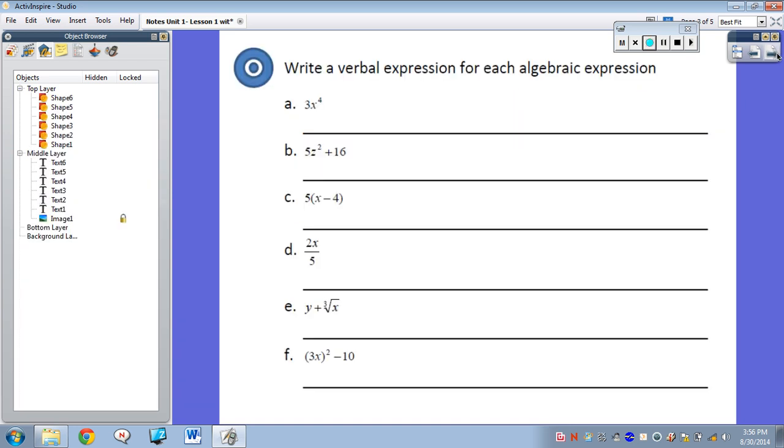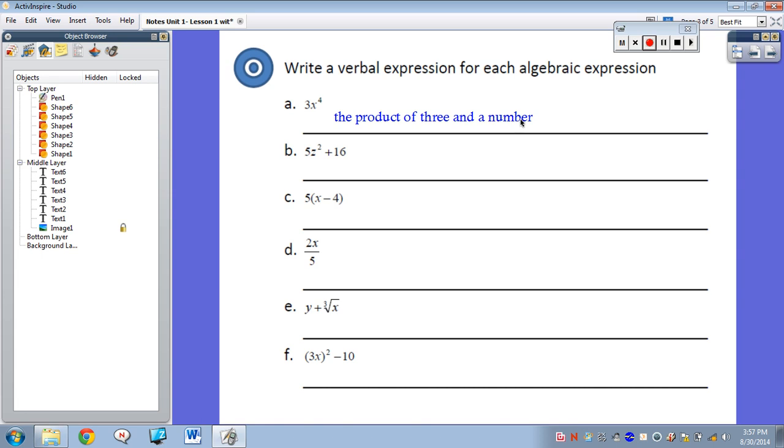Alright, so now what we're going to do is write a verbal, meaning you're going to write out words for each algebraic expression that is here. So this is an algebraic expression because you're only using numbers and variables, and you're going to take these numbers and variables and write out what they mean. So how you would read this first one is 3x to the fourth power. Okay, so how would you actually write that as a verbal?